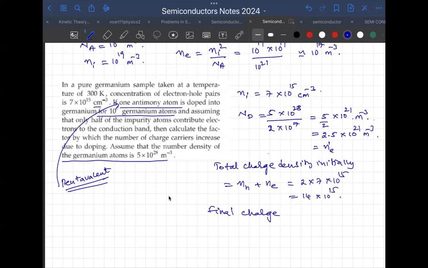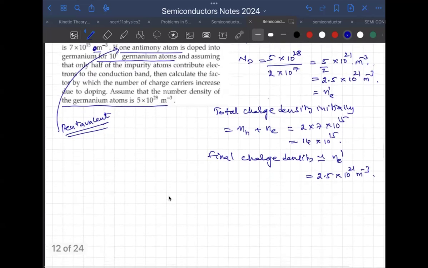Why? Negligible. Let us calculate the holes, is it really there? We see it is 10 to the power of 4; even if you add, it shows up after the fourth decimal place. So you don't require that. Therefore, final charge density is almost nearly Ne dash, which is nothing but 2.5 into 10 to the power of 21 per meter cube. Right. So this is a mistake. It should be meter cube only because they cannot give two different units.